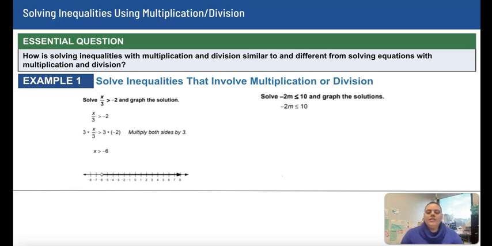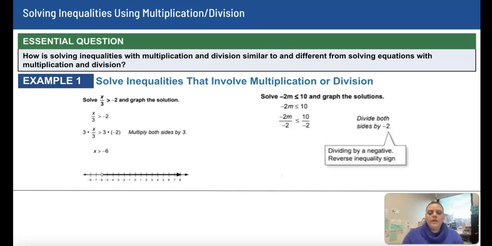Now let's take a look at the next problem. Solve negative 2m is less than or equal to 10 and graph the solutions. Starting off, we see that negative 2 is multiplying m, so to undo it, we are going to divide both sides by negative 2. And now dividing by a negative is going to reverse the inequality sign. So when we go to write our next step, you're going to see that we have m is greater than or equal to negative 5 instead of less than or equal to.